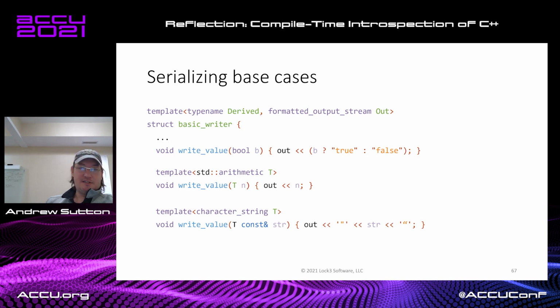Okay, so this is my serialization of base cases. These are pretty straightforward. I have an overload for write value for bools. I have an overload for write value for arithmetic numbers.